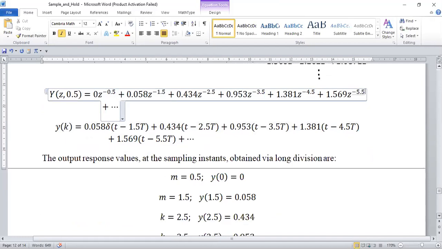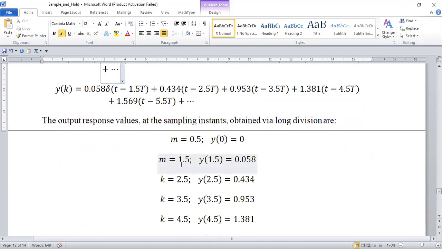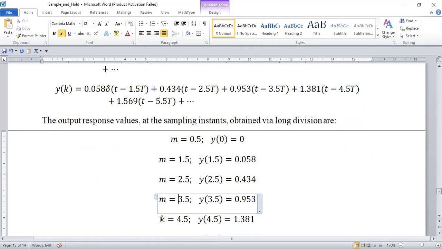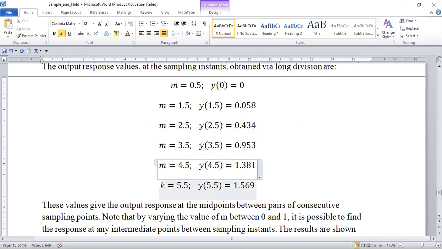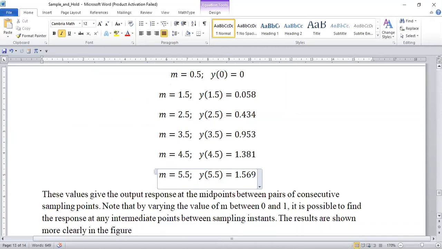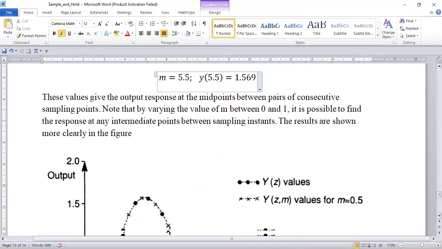So similar to what we did previously. So when M is 1.5, you have this. When M is 2.5, 3.5, 4.5, you're just adding plus one, plus one, plus one. Now, using the modified Z transform helps us to be much more accurate.